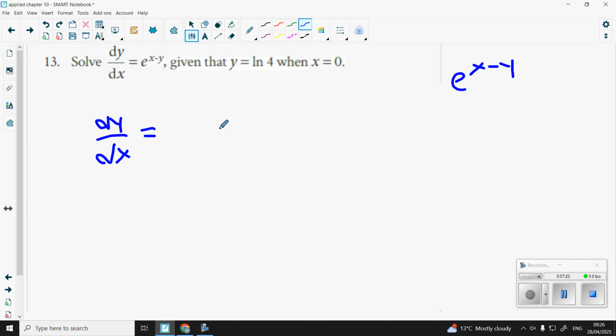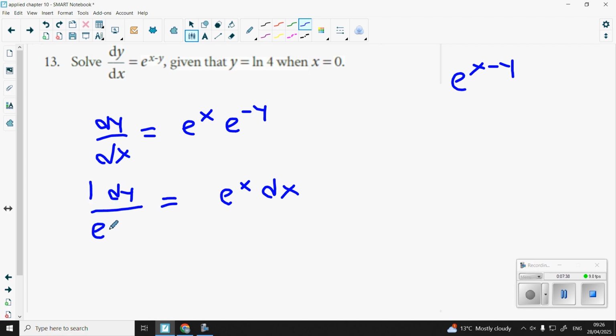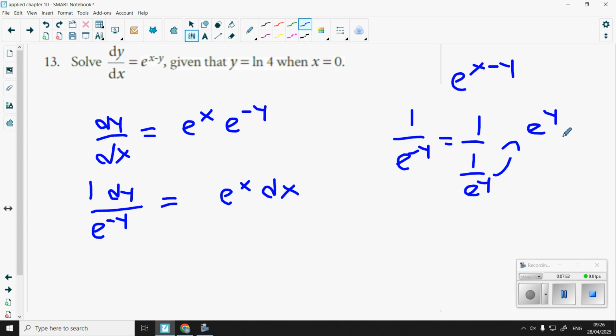Turn e to the x take away y into e to the x and e to the minus y. And then when you bring up the dx, it's going to be e to the x dx. And then the other one is going to be 1 over e to the minus y dy. Does anybody know what 1 over e to the minus y actually is? It's 1 over 1 over e to the y. Bring it up, turn it upside down. e to the y. Yeah. All right, you guys finish that off now. It should be good to go.